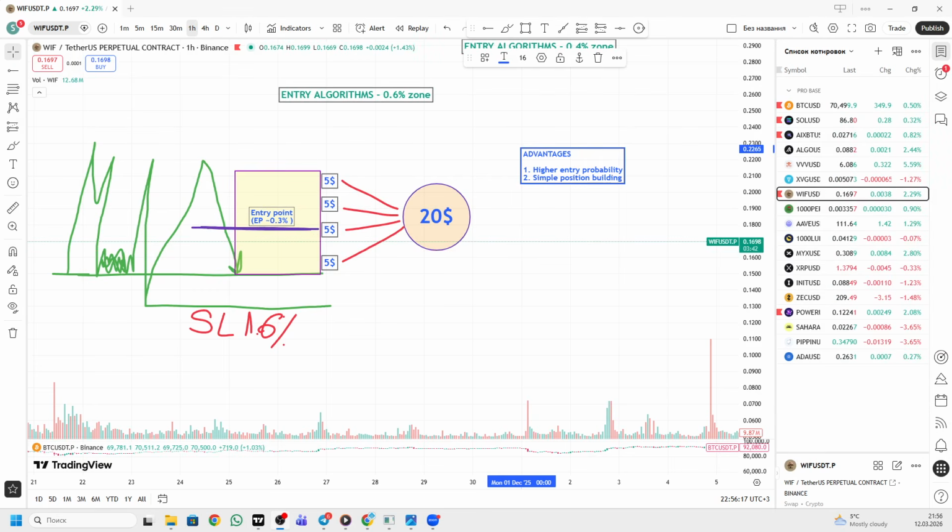And yes, with limit orders, commissions are often lower too. But right now, that's not the main point, okay? The main point is that you understand the mechanics and the risk. Okay, what are the disadvantages of the 0.6% entry with limit orders? Let's write them down also.